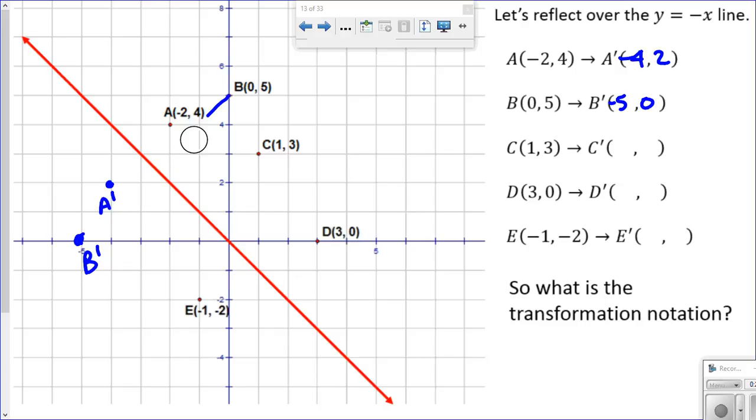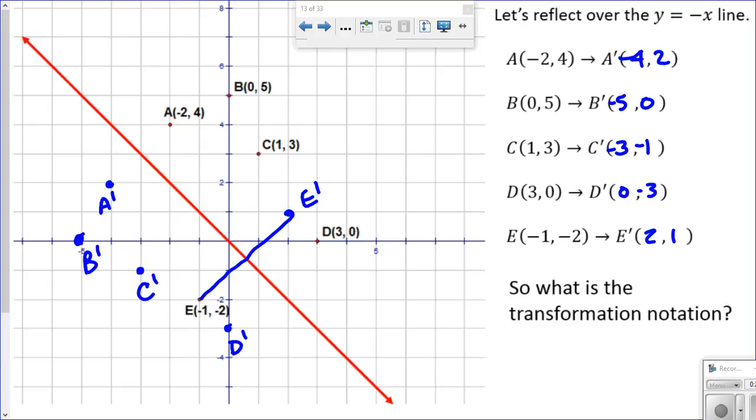Then C is 2 diagonals away, so 1, 2. So C prime is at (-3, -1). D is 1.5, so half, 1, so D prime is here, which is at (0, -3). And E is 1.5, so half, 1, E prime, which is at (2, 1).